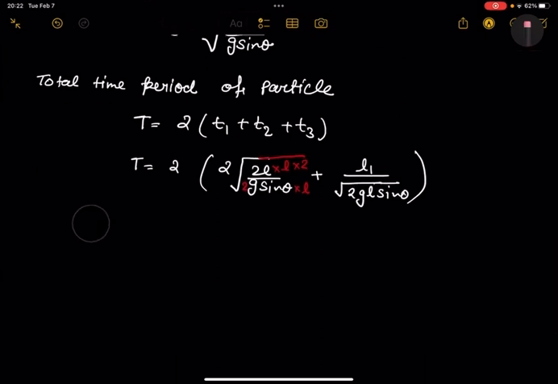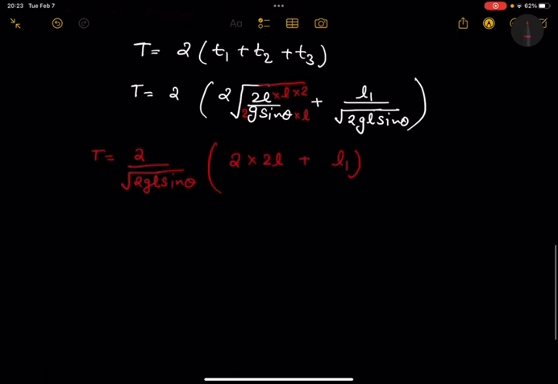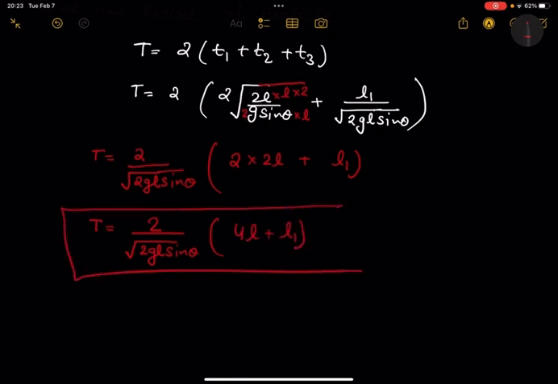So the time period we can write as 2 upon the square root of 2gL sine theta, and here it is 2 into 2L plus L1. For better understanding, the time period is 2 upon the square root of 2gL sine theta into 4L plus L1. This is the time period.